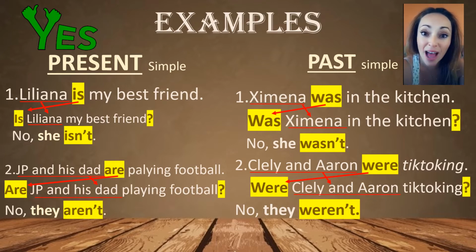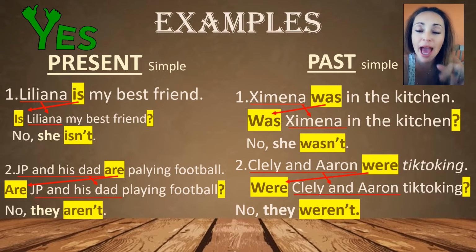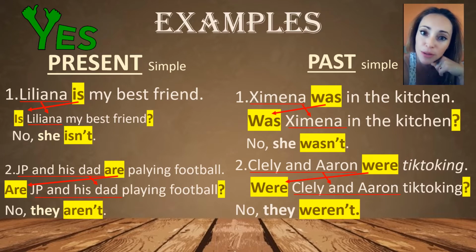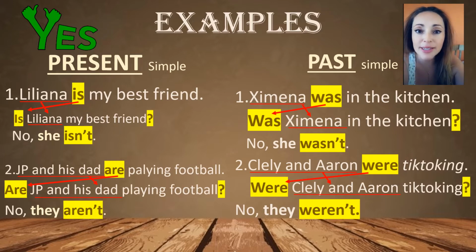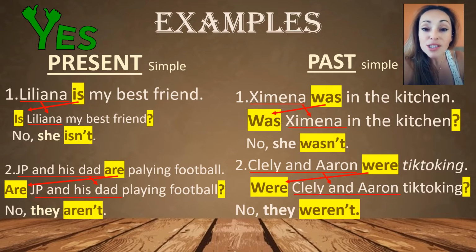Example number two. JP and his dad are playing football. Are is a verb to be. So are is going to be our auxiliary. So it's going to help us to start the question. Are JP and his dad playing football? And if, again, they are asking us to do a short negative answer, it's going to be no, comma, they aren't.